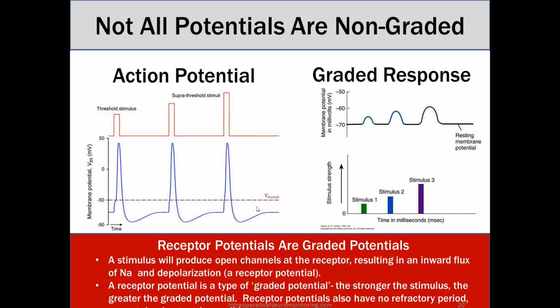A stimulus will produce open channels at the receptor, resulting in an inward flux of sodium and depolarization, and that's a receptor potential. A receptor potential is a type of graded potential. The stronger the stimulus, the greater the graded potential. Receptor potentials also have no refractory period, so sustained output is possible.